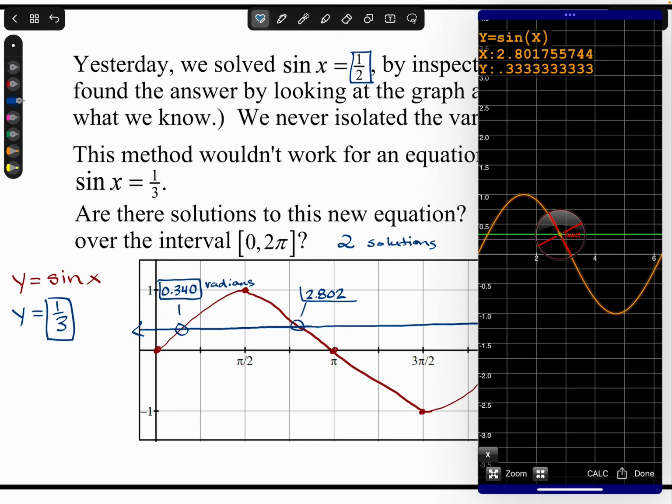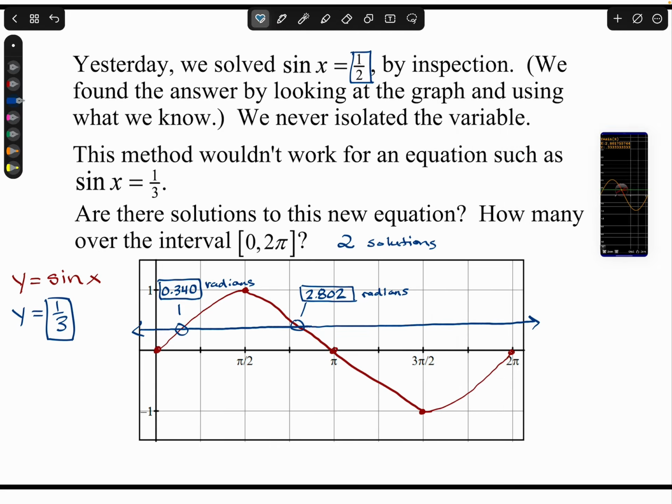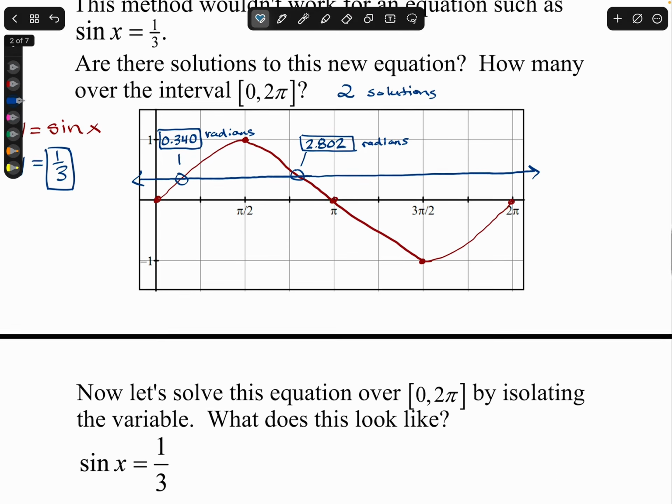And this is 2.802 radians. So these are not just our common angles that we're used to dealing with, where we write them in terms of pi. All right, so let's just put our calculator aside for a second. Let's go on to the next part.